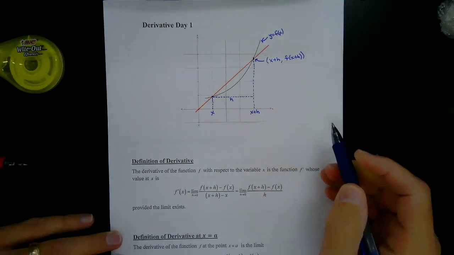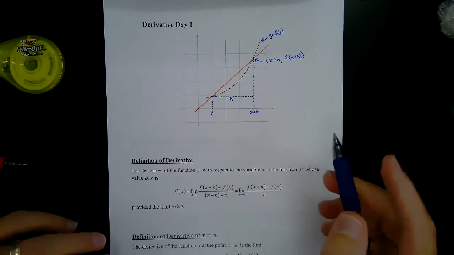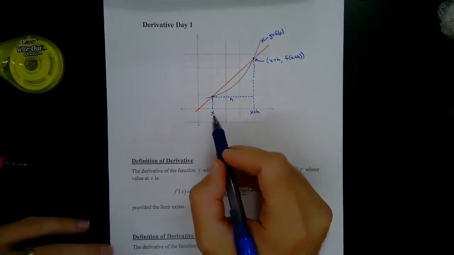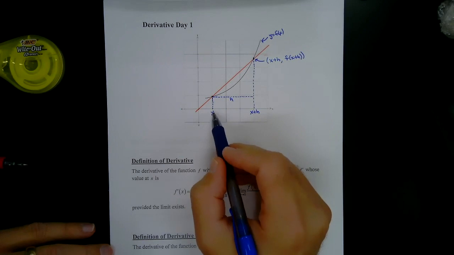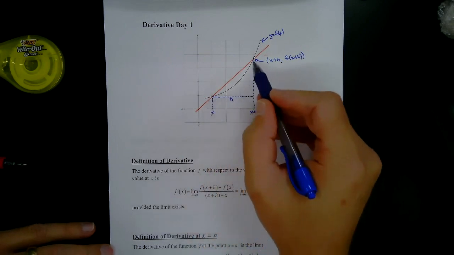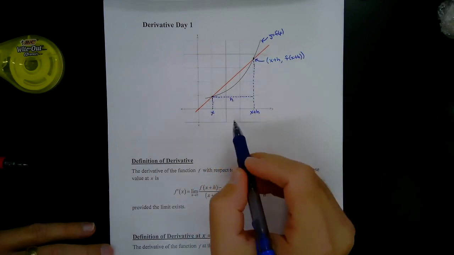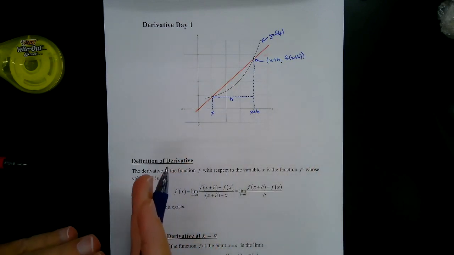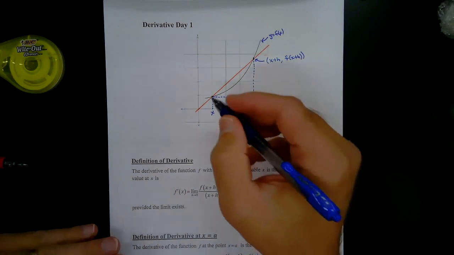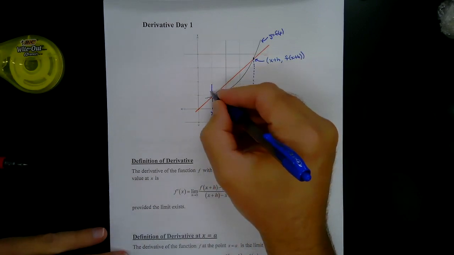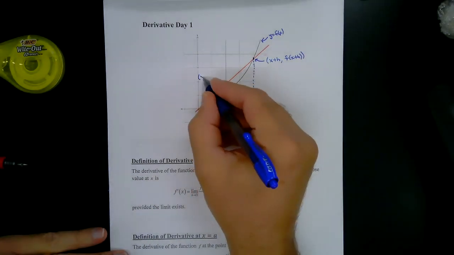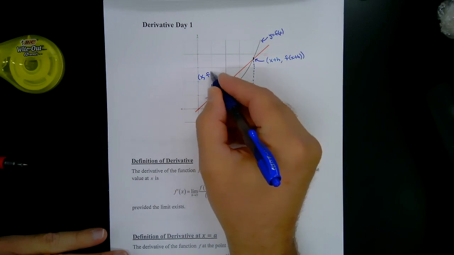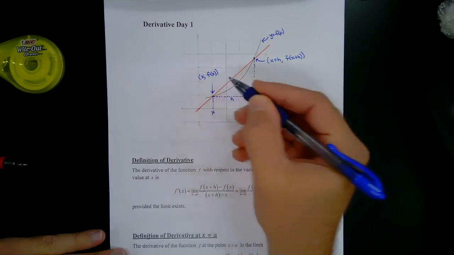Okay, now this is a little bit different than what we've been doing, okay? This x value right here has been a number for us up until this point. Now this x represents any x on the curve, and this x plus h represents a point to the right of this one, okay? So then this point right here would have coordinates x comma f of x.